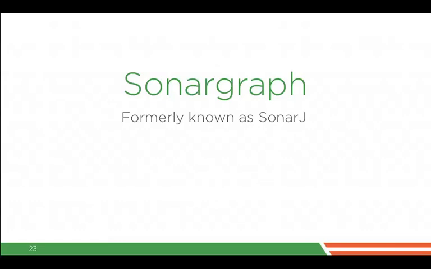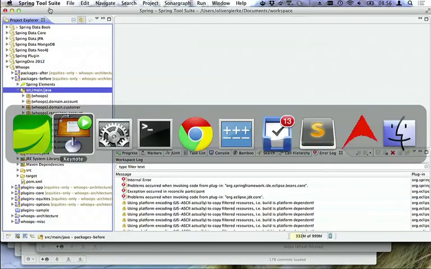The other tool I'd like to show you is called Sonar Graph. It has been known as Sonar J, which should not be mixed up with Sonar. Sonar is the static code analysis tool, kind of a dashboard for code quality. Sonar J is like a dependency or an architecture management tool. And I've prepared a demo for that as well.